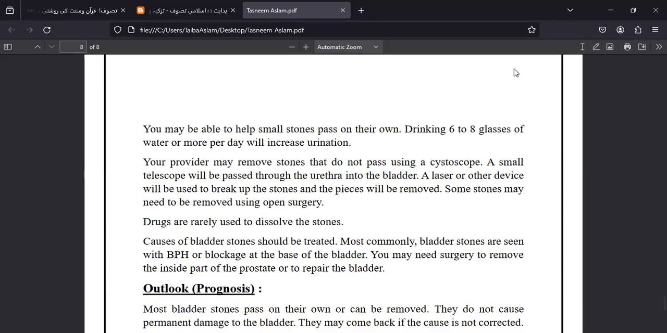Causes of bladder stones should be treated. Most commonly, bladder stones are seen with BPH or blockage at the base of the bladder. You may need surgery to remove the inside part of the prostate or to repair the bladder.